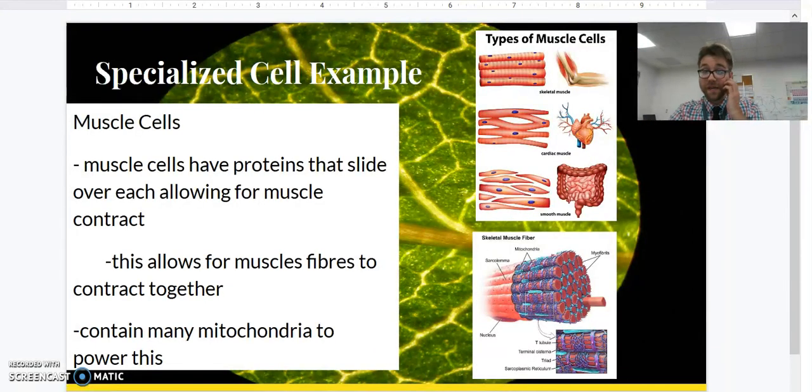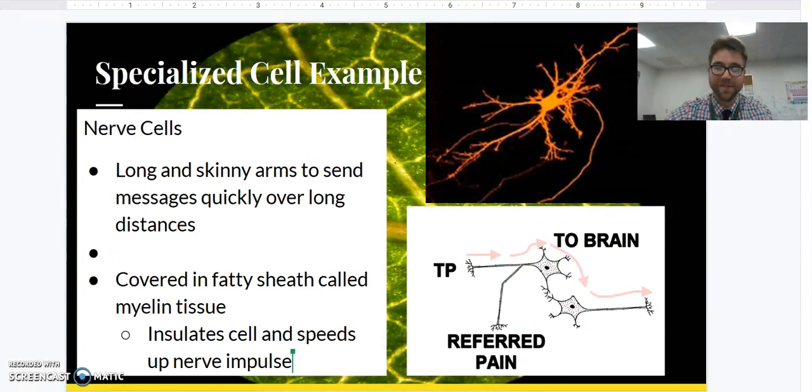Muscle cells are another type of specialized cell. That's an example. They're not round at all. They're kind of long and string-like. They have lots of mitochondria to power muscles. These muscle cells also have a protein that allows the cells to slide over each other. This is what allows for muscle contraction. And the proteins kind of keep everything in one place so the muscle fibers all contract at once and not all at different times. All right, two more specialized cells, I'm sorry.